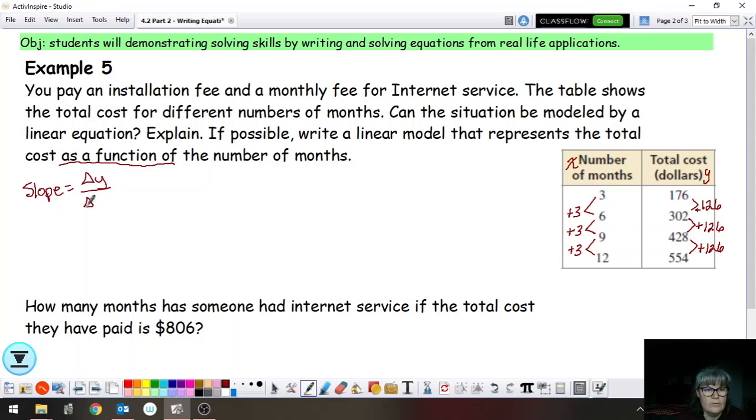We can define the slope, change in y over change in x, as $126 for every 3 months, or that becomes $42 per month is our rate of change. So that is the monthly fee for our internet service. Again, we do not know what the y-intercept is of this situation, so we can start with the point slope form.